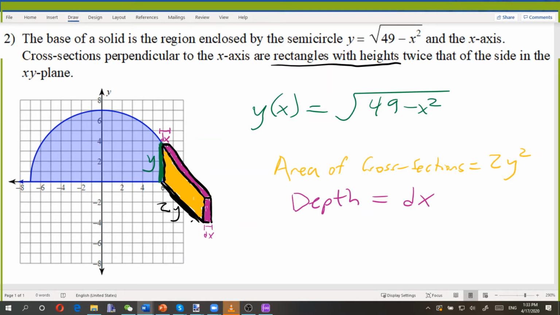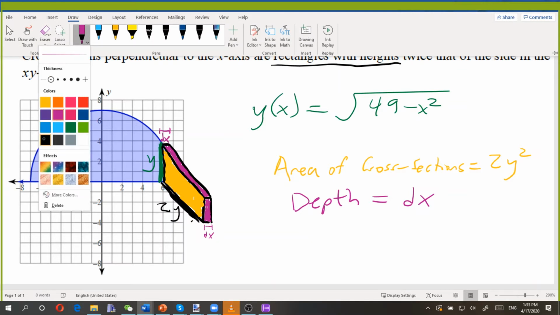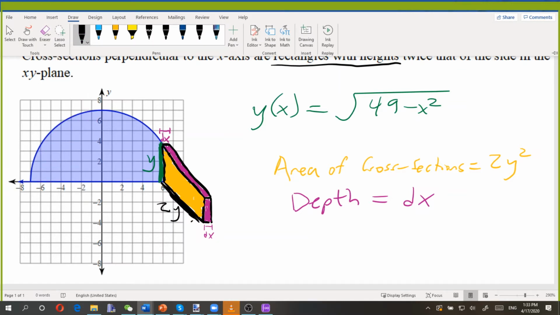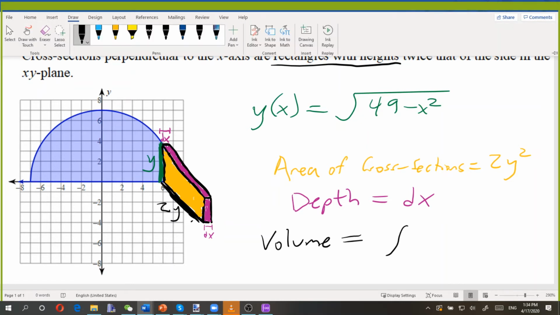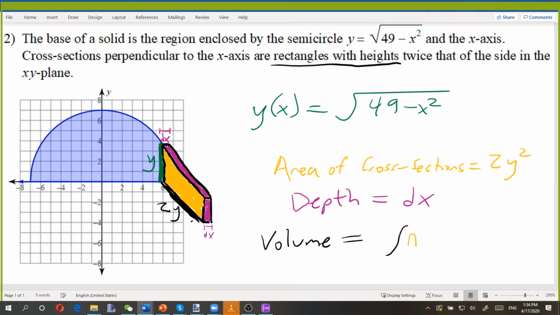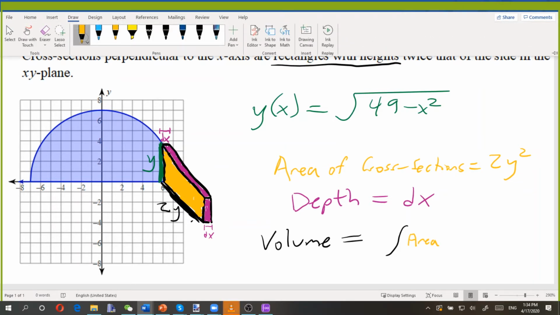So here's what that would look like. Our total volume would be equal to the integral from my start point to end point, which I'll look at in a second, of the area of the cross sections times the depth of each cross section.